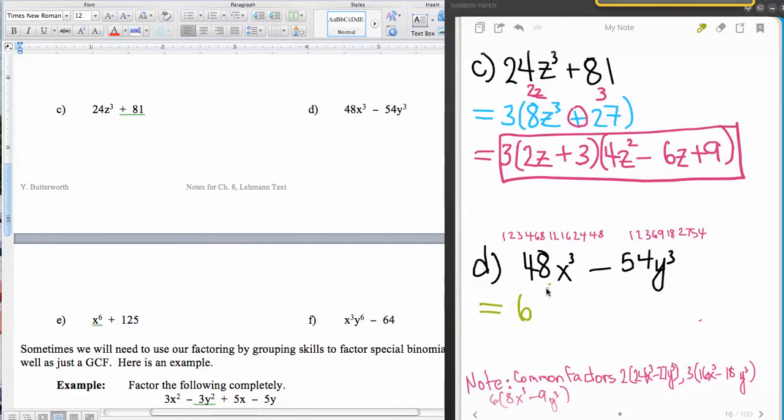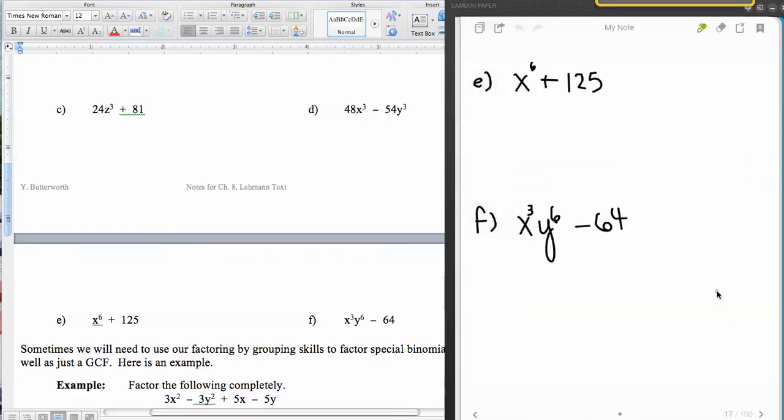We're going to write out 6 is our GCF. 6 goes into 48 8 times, so that's 8x cubed, and then minus, and 6 goes into 54 9 times, and that's y cubed. And even though 8 is a perfect cube, 9 isn't, so this thing isn't going to factor any further, and that's going to be it. And sometimes that's the case. Sometimes they factor further, sometimes they don't after you take a GCF, and you just have to be aware that that happens, and you want to keep on your toes and always check, but never try to make it go further than it does.